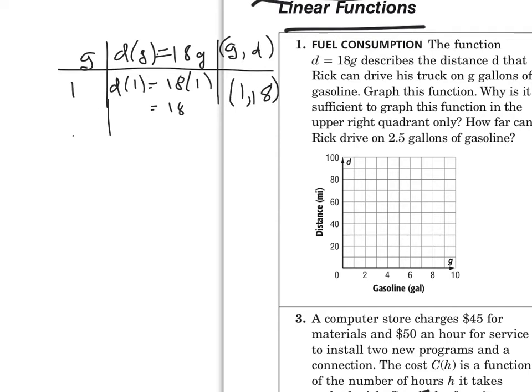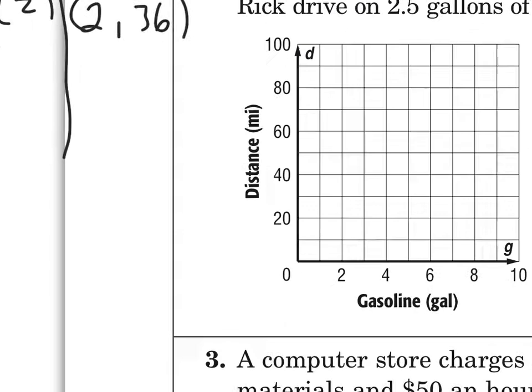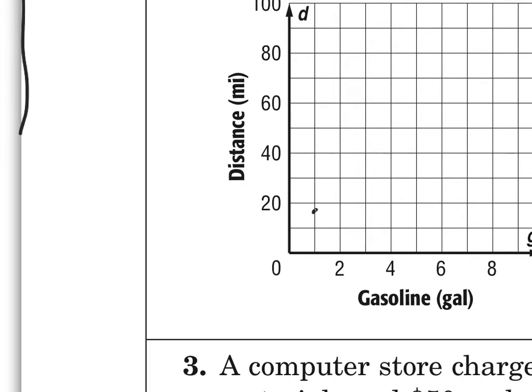On 2 gallons of gas, we're going to be able to drive a distance of 18 times 2, which is 36 miles. So our input again is 2, and our output is 36. So we will want to plot that coordinate. We have two points really close to the origin here. We have a point at (1, 18) and another point at (2, 36). Okay, so we're kind of in here somewhere.